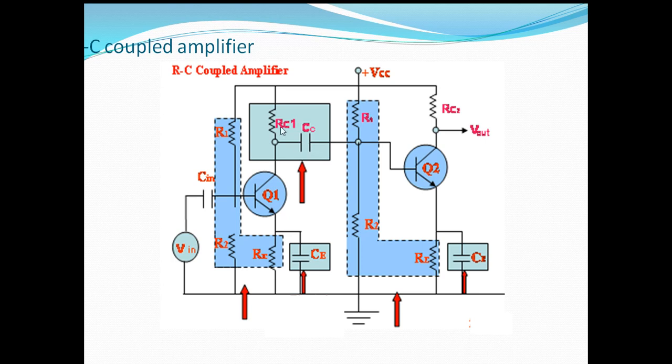So the combination of these two is called RC coupling. Okay, simple, nothing is there. The resistor which is connected at the output terminal, that is the collector, is feeding to the next stage through a coupling capacitor. Okay, this is the coupling capacitor to the next stage. This combination of R and C is called an RC coupled amplifier. Okay, this is very simple.